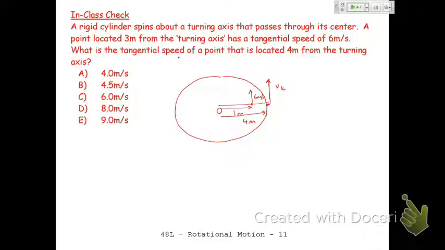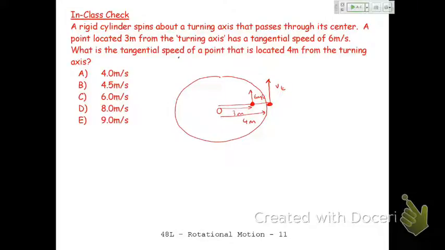And I'm kind of giving the game away already. I've just drawn a diagram with 2 points on it. That's 3 meters from the turning axis to that point, and it's 4 meters from the turning axis to that point. I drew it as a circle just to remind myself it's a circular thing.